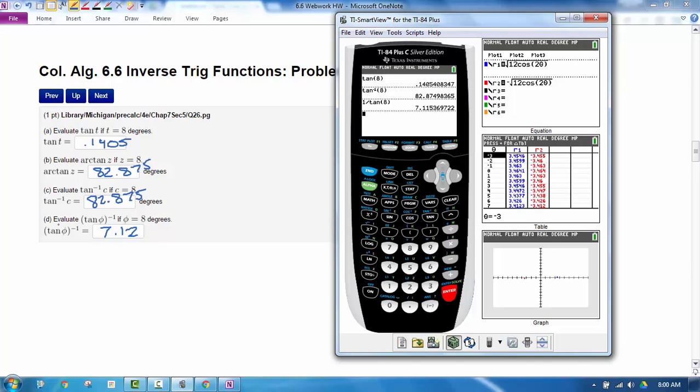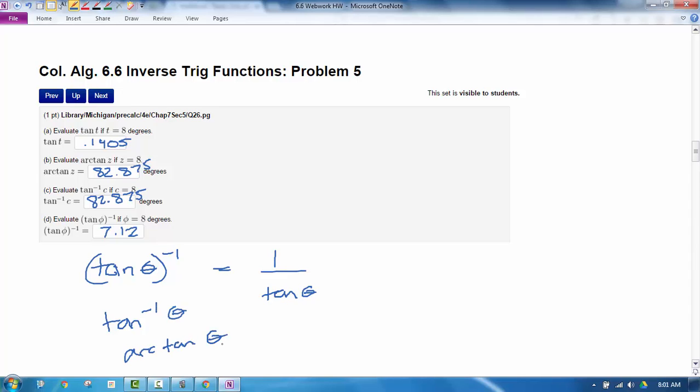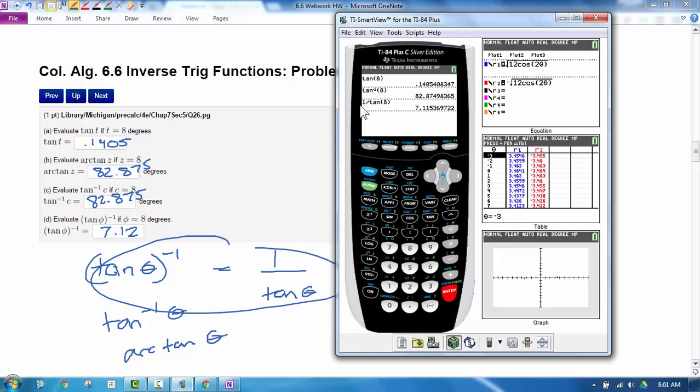And then D, this is different. When it's written like this, when it's written tangent of some angle and then inverse like that, what that really means is 1 over the tangent of theta. So this -1 here is an exponent that reciprocates it. Okay, it's not the actual arc tangent or inverse tangent. Inverse tangent or arc tangent is typically written like this or like this. So this means something completely different. So in our calculator, we're going to have to do 1 over the tangent, which I did, 1 over the tangent of 8, which gives you 7.12 about.